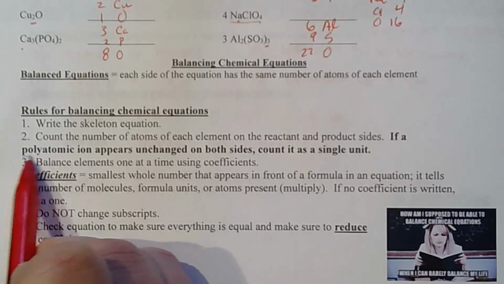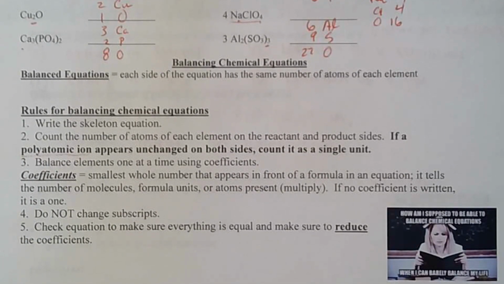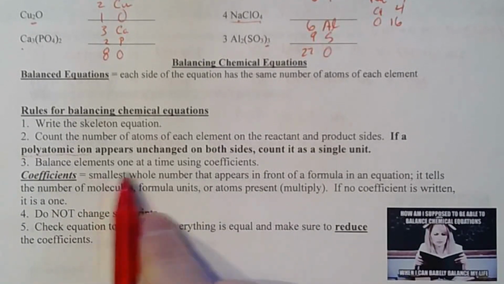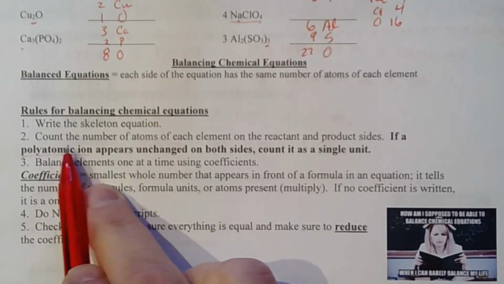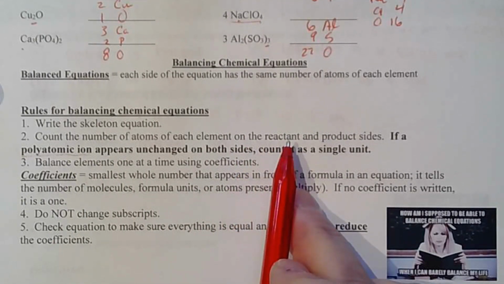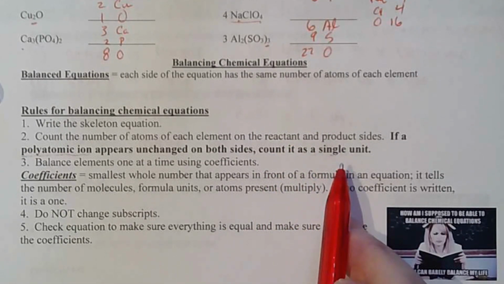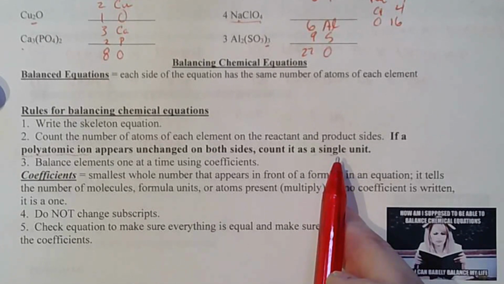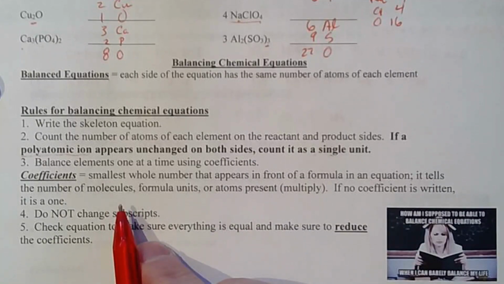One thing to keep in mind to make your life a little bit easier is if you notice a polyatomic ion that is present on both sides of the reaction and it isn't changed at all. For example, if it's sulfate on one side of the chemical reaction and it's still present as sulfate on the product side, then just balance it as a single unit. Basically treat it as an atom as opposed to balancing the sulfurs and then balancing the oxygens separately.